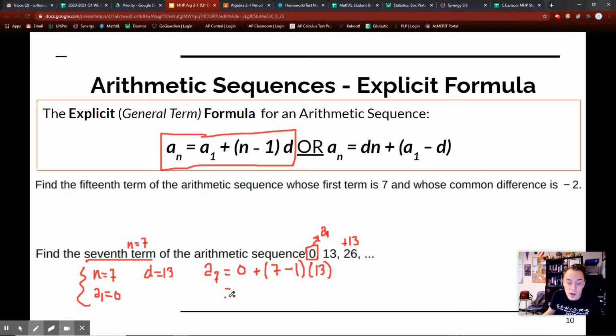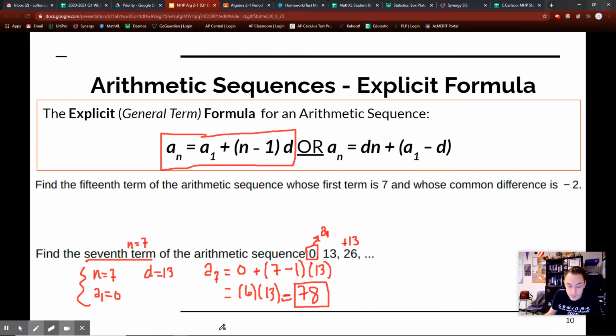Let's start solving it. Order of operations. What is 7 minus 1? 7 minus 1 is 6. And then times 13. What happened to the 0, Mr. Carlson? It's 0. It literally means nothing. Okay, so I dropped it. 6 times 13 equals 78.